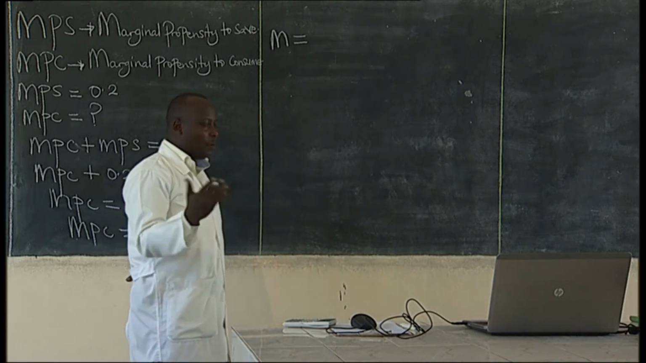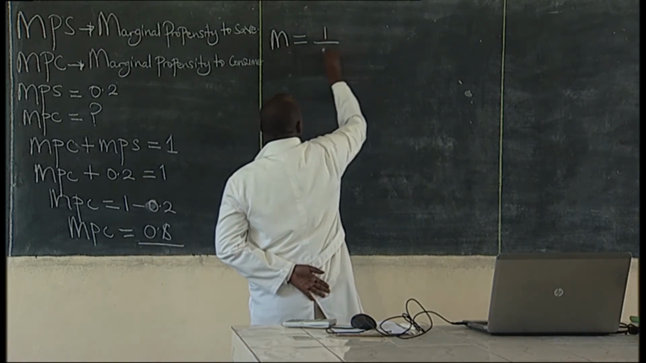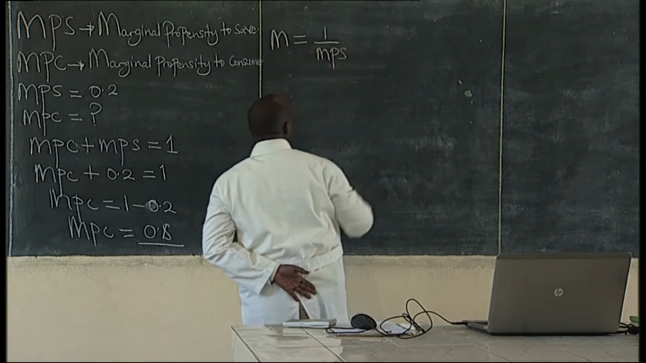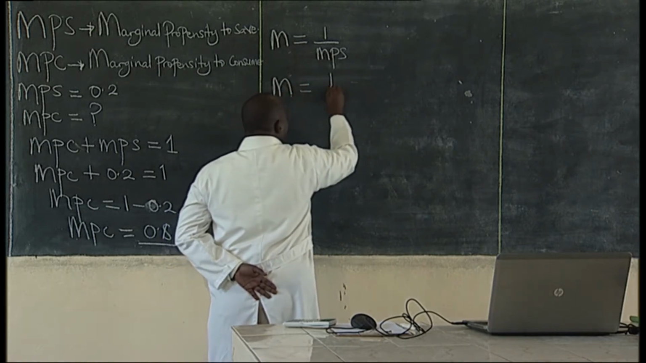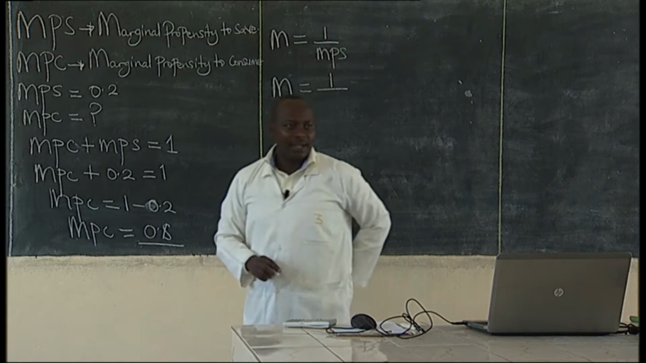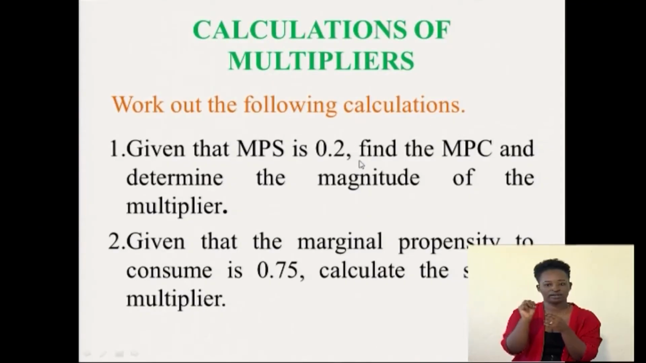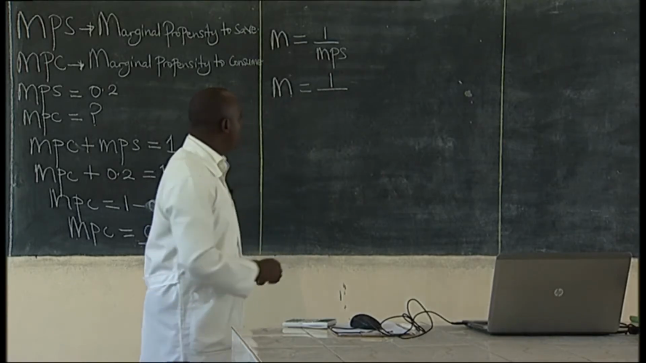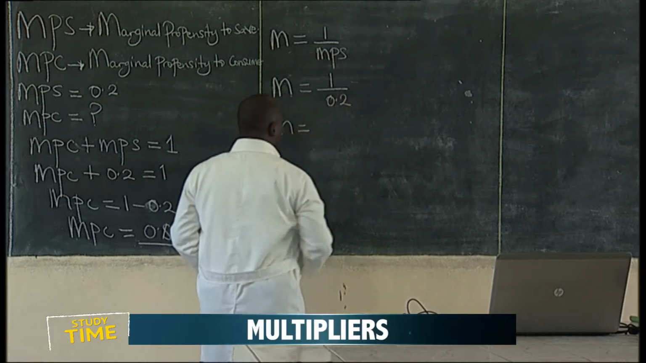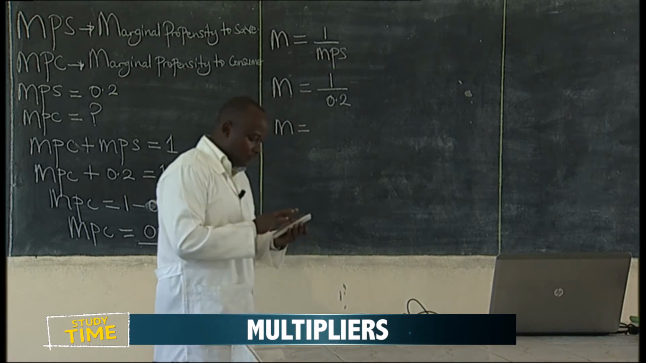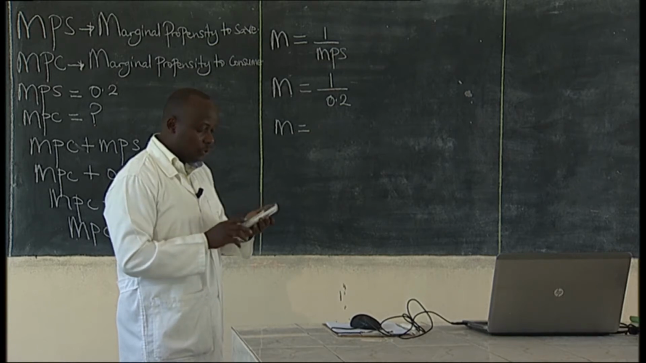And if we are given marginal propensity to save, we shall use the formula of multiplier is equal to 1 divided by marginal propensity to save. Now, our multiplier is equal to 1 divided by marginal propensity to save, which is given in the equation as 0.2. We shall get 1 divided by 0.2, and 1 divided by 0.2 will give us 5.